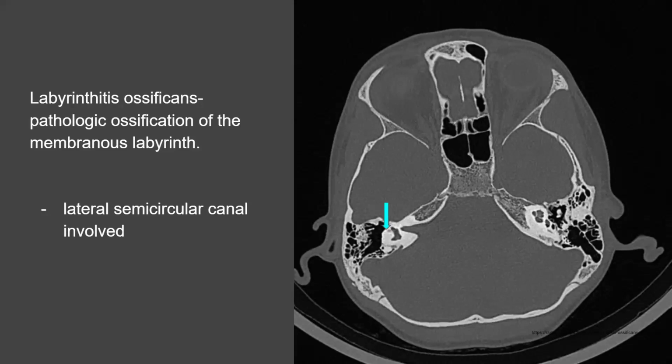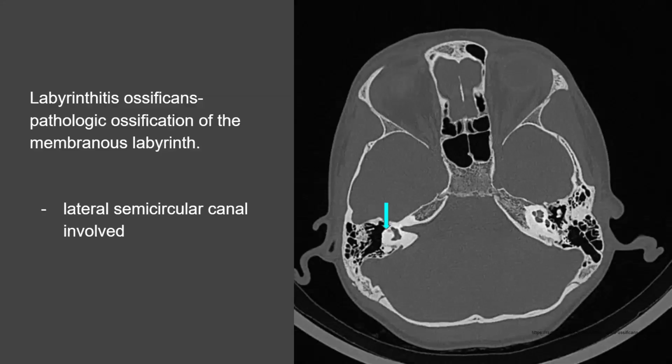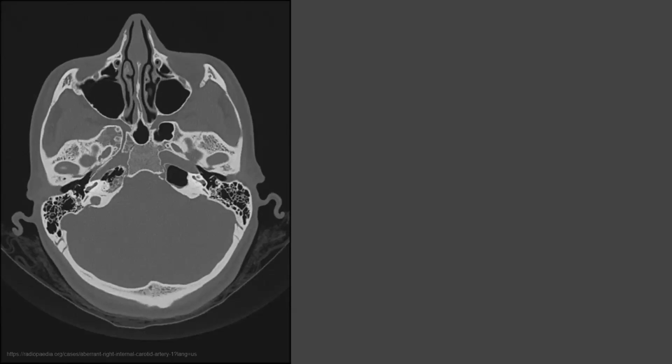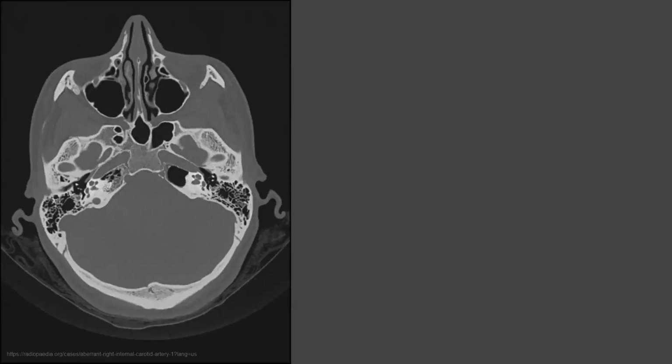All right. So we also see the lateral semicircular canal involved in this labyrinthitis ossificans. This again is something that can result from old trauma or old infection, and eventually the body, in sort of an immune response, will create this ossification. All right. So going forward, here's another pathology.